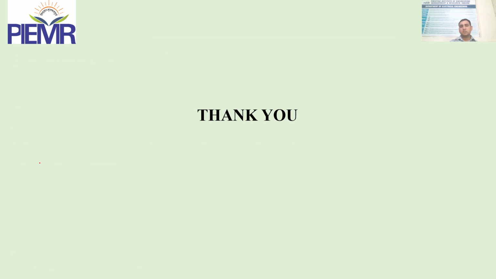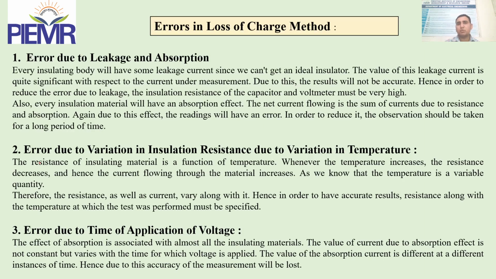That is the loss of charge method, and those are the errors that can be there. Overall, the loss of charge method is a very simple method, since we only use a capacitor and a timer for measurement. But as I say, it carries some errors, so we do not use this method in our lab, and we use another method called the Megger.